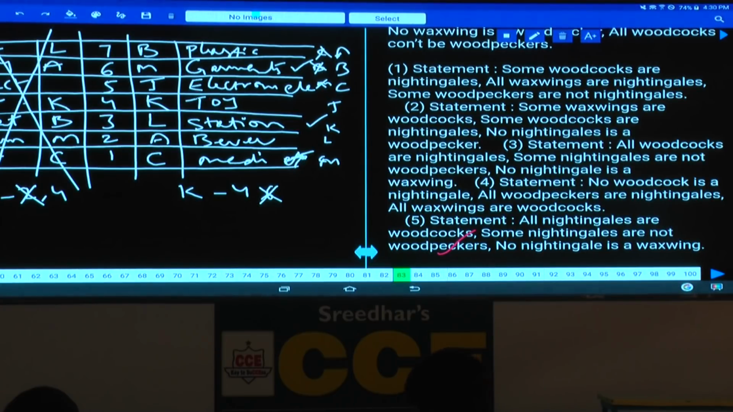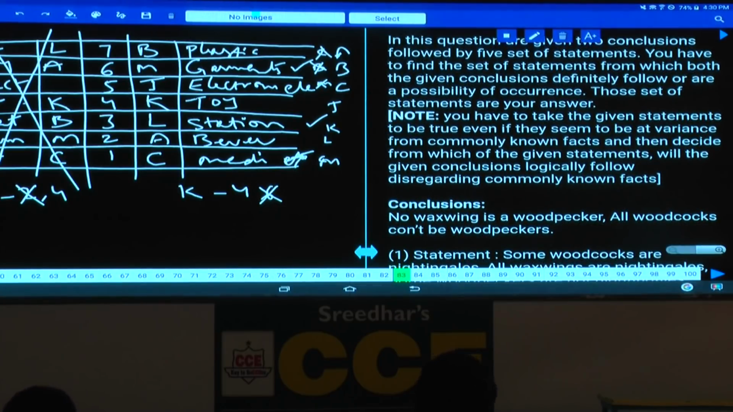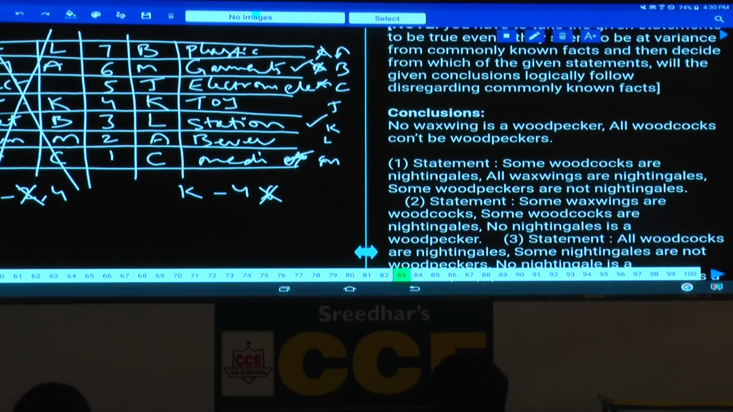Then question numbers 83 onwards. Now in this 83 onwards, syllogisms. Okay. Now in this syllogism, what is the information given here? Conclusions followed by 5 sets of statements. You have to find the statements, that means reverse syllogism, isn't it? Reverse syllogism. Fine.